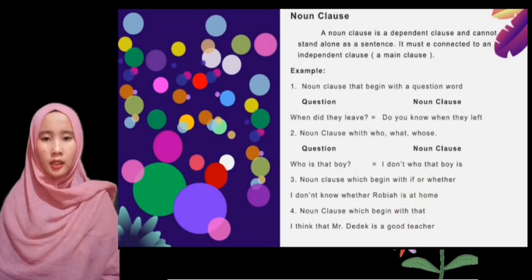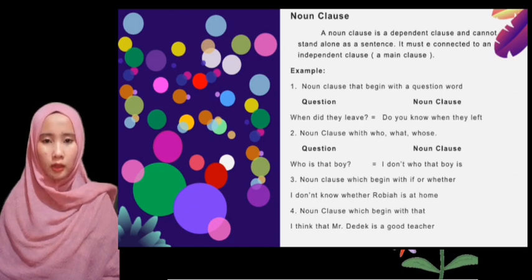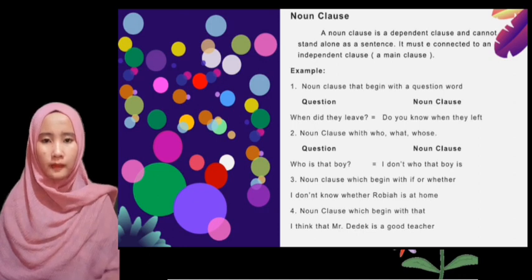Noun clause. A noun clause is a dependent clause and cannot stand alone as a sentence. Examples: 1. Noun clause that begins with a question word. 2. Noun clause with who, what, which. 3. Noun clause which begins with if or whether. 4. Noun clause which begins with that.